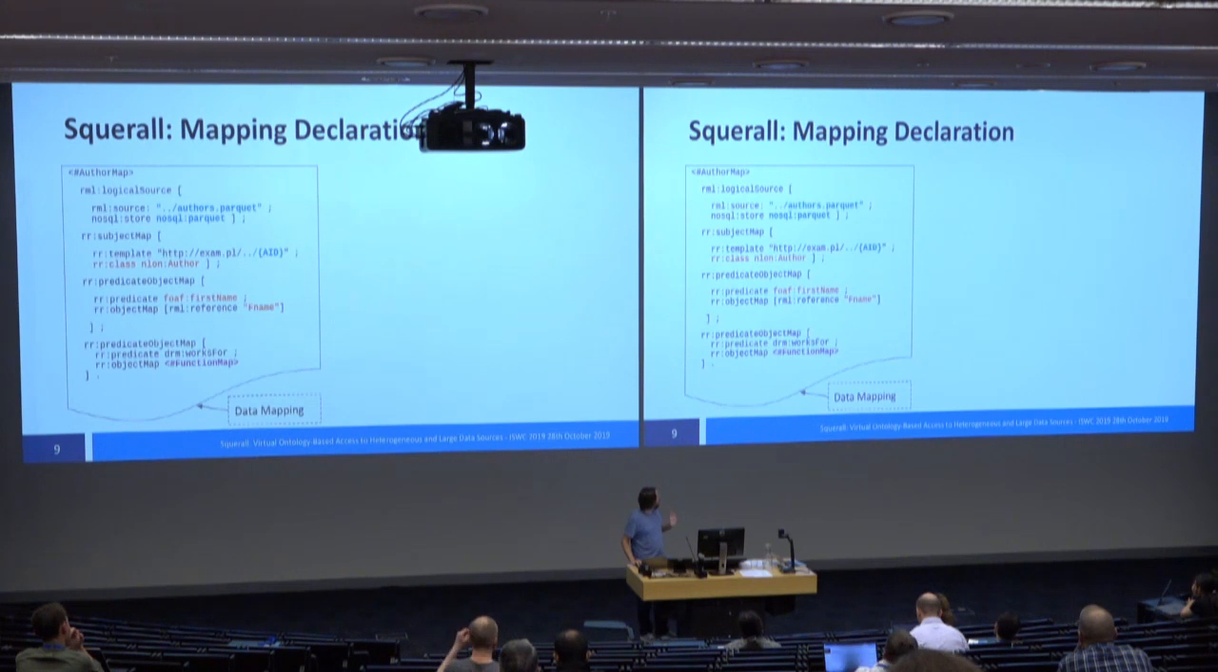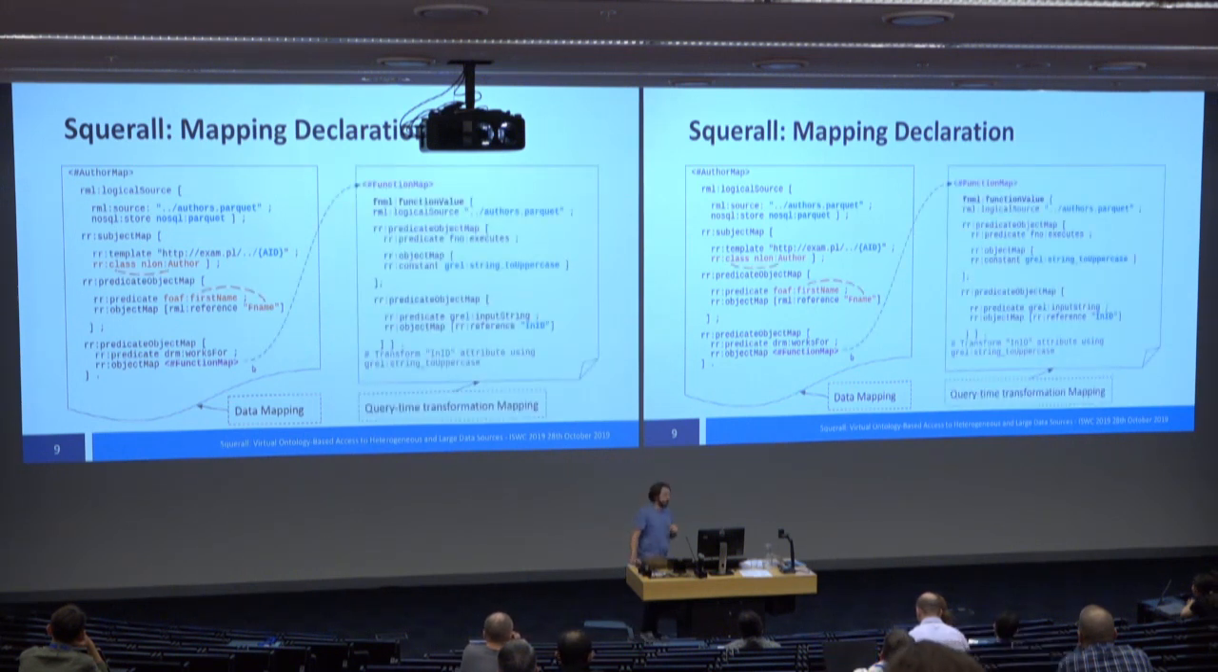In a nutshell, but I suppose that you are more or less all familiar here with this kind of mapping declaration based on RML. So we are using it. Squerall can be fed, I mean, should be fed by this mapping declaration. But what is also interesting here are those function mappings that look like so. Sorry.